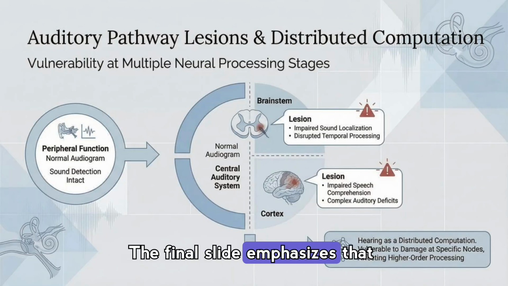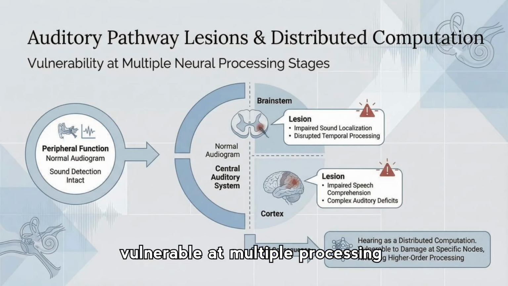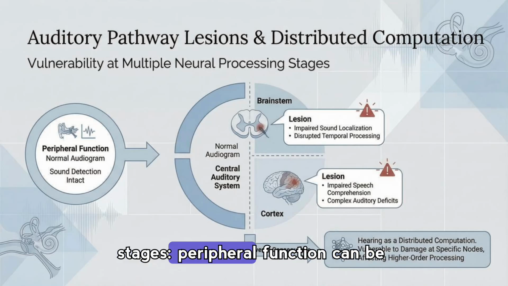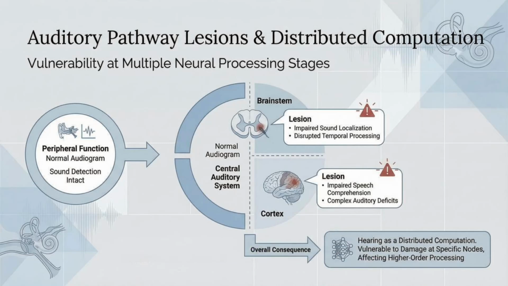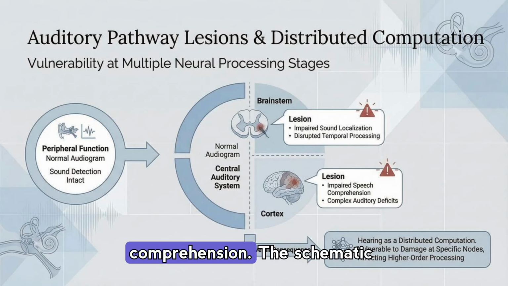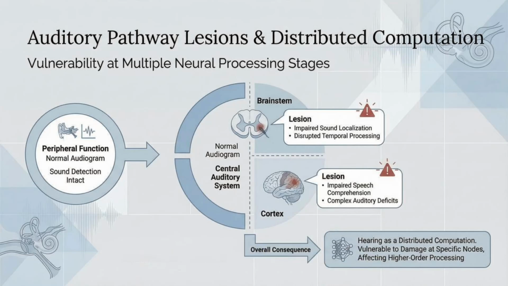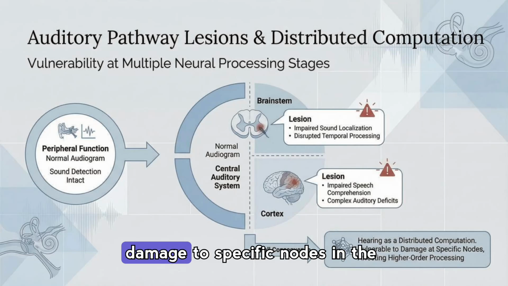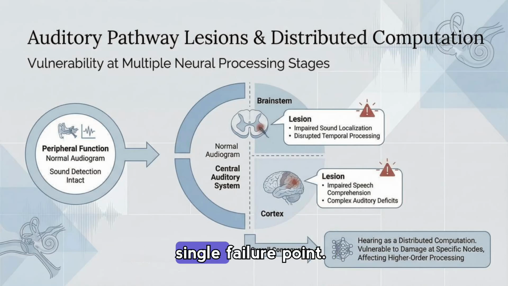The final slide emphasizes that hearing is a distributed computation vulnerable at multiple processing stages. Peripheral function can be normal, while brainstem or cortical lesions impair localization, temporal processing, or speech comprehension. The schematic contrasts intact audiograms with central lesions and reminds us that higher-order deficits arise from damage to specific nodes in the auditory network rather than from a single failure point.